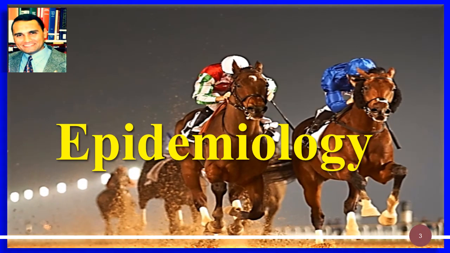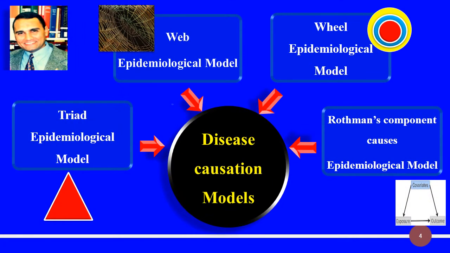Epidemiology to be continued. We will clarify, discuss, and give complete information about the web epidemiological causation model in this part. All over the world, there are four disease causation models that are important in understanding how disease occurs: the triad epidemiological model, the web epidemiological model, the wheel epidemiological model, and Rothman's component cause model.